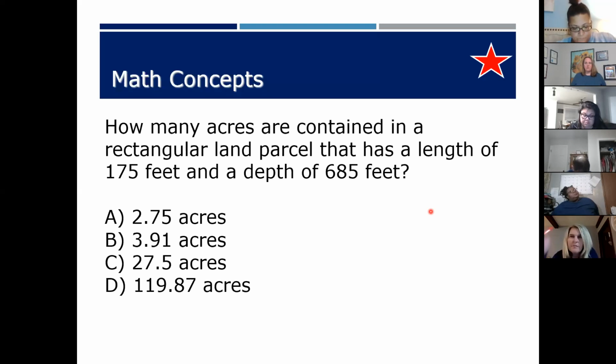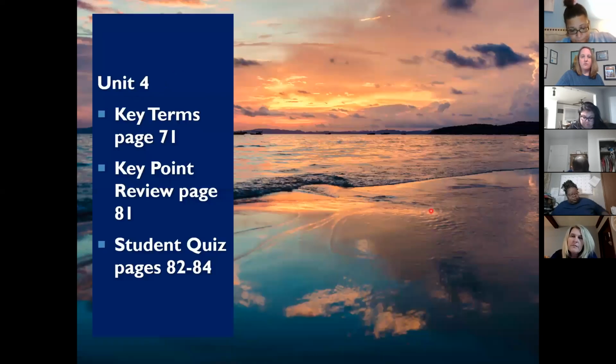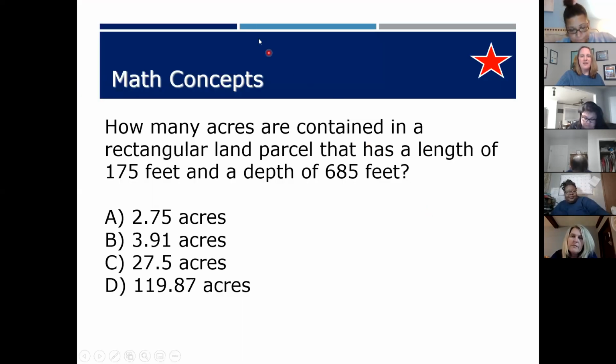Okay. What do you do first? Just read the problem first, right? How many acres are contained in a rectangular land parcel that has a length of 750 feet and a depth of 685? What is the question asking? What are you looking for? You're looking for acres. How do I find acres? I have to know the square feet. Do I know the square feet? Not yet.